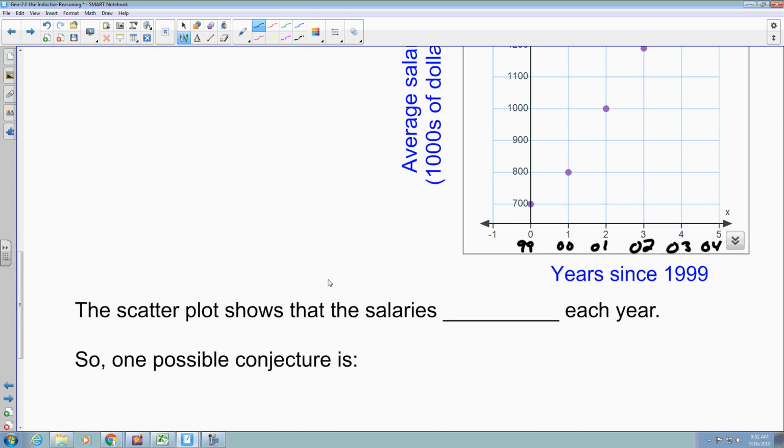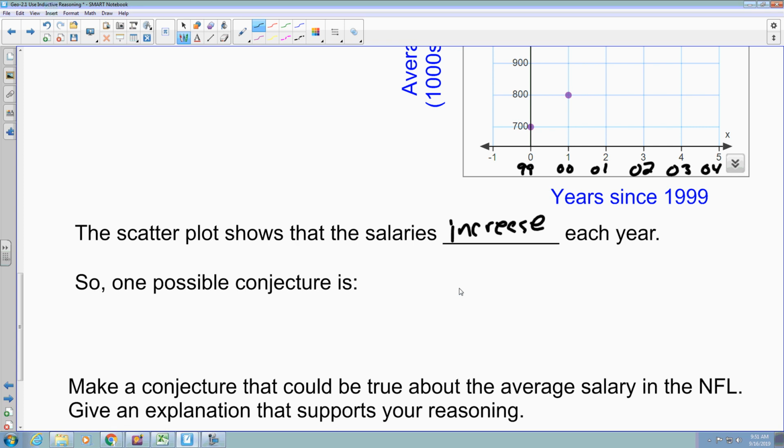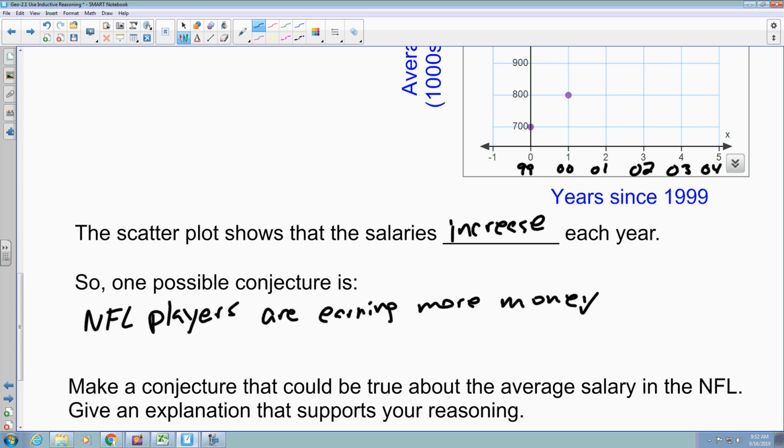So looking at this scatter plot, it shows that salaries increase each year. And since that increase seems to be happening, one possible conjecture would be that NFL players are earning more money today than in 1999.